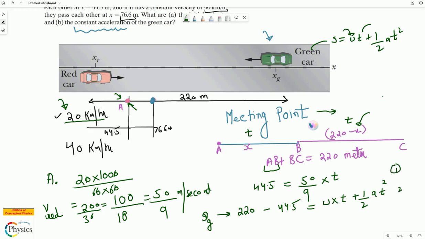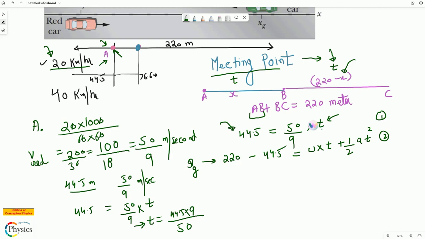Equation number 1 and equation number 2. By the way, we can find time from here. So time comes from the movement of the red car. T is equal to 9 into 44.5 divided by 50, so 9 into 445 by 500. So this is the time that elapses. We will put the time in equation number 2 to solve it. All right, so we can get an equation in u and a. So this is equation number A, which gets used.